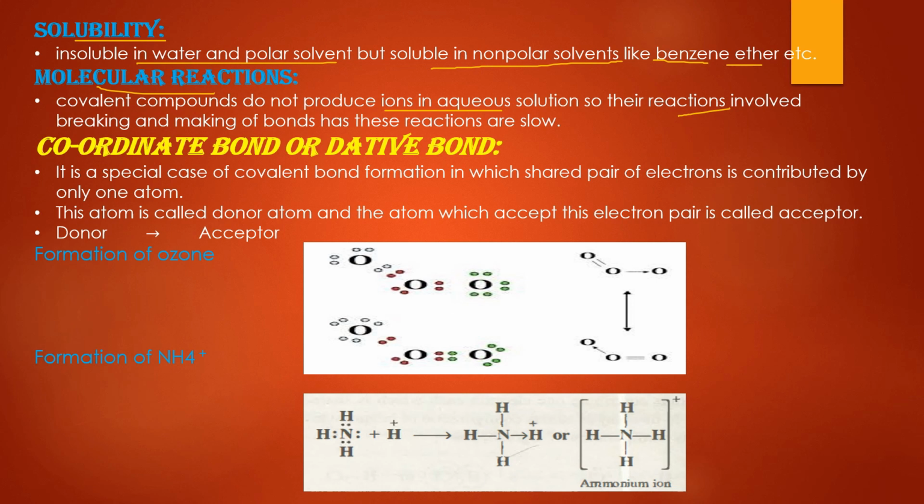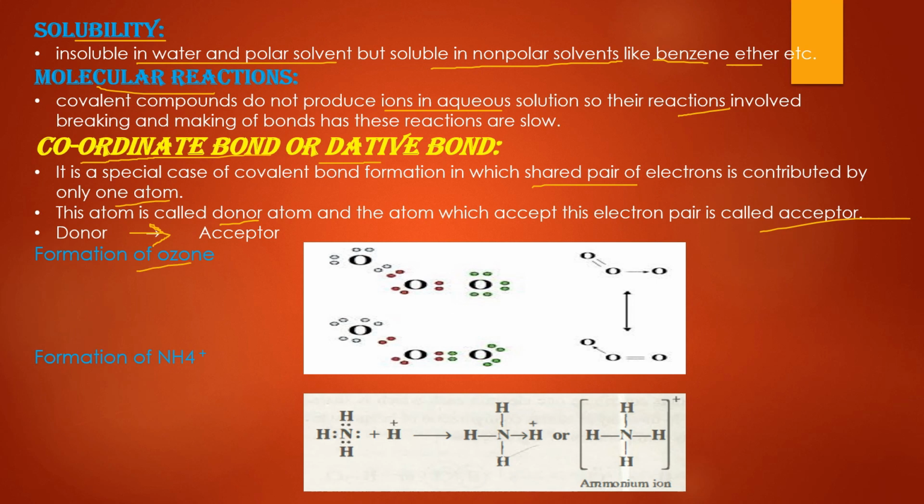Now the next type of bond is called coordinate bond or dative bond. This is a special type of covalent bond in which the shared pair of electrons is given by only one atom. The atom which gives the shared pair of electrons is called the donor atom, and the one which accepts the electron pair is called the acceptor, and there is an arrow sign between the donor and acceptor, this type of arrow. Now first I'm taking the formation of ozone, O3.